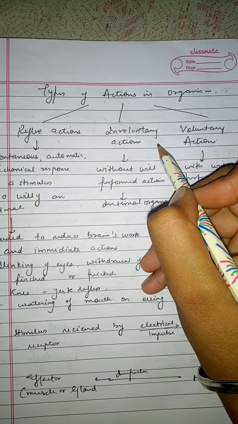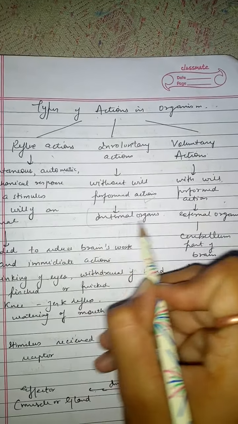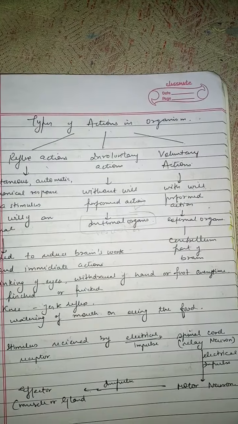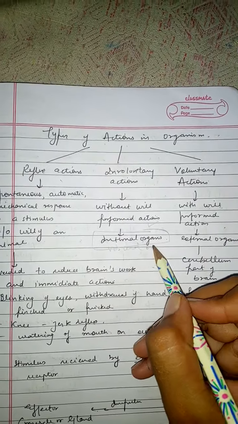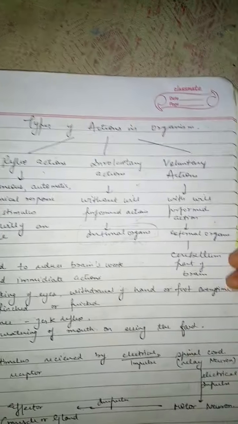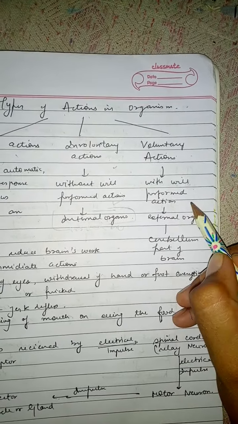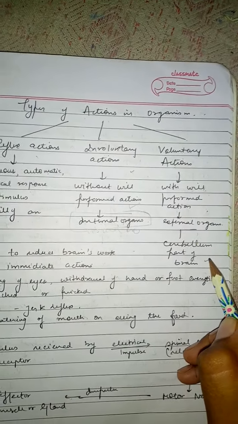Whereas involuntary actions are performed without will. These are mainly concerned with internal organs or visceral organs, like digestion and respiration. These are all internal organ activities and they occur without the will of an organism. Voluntary actions occur with the will of an organism and are performed by external organs. These are controlled by the cerebellum of the brain.